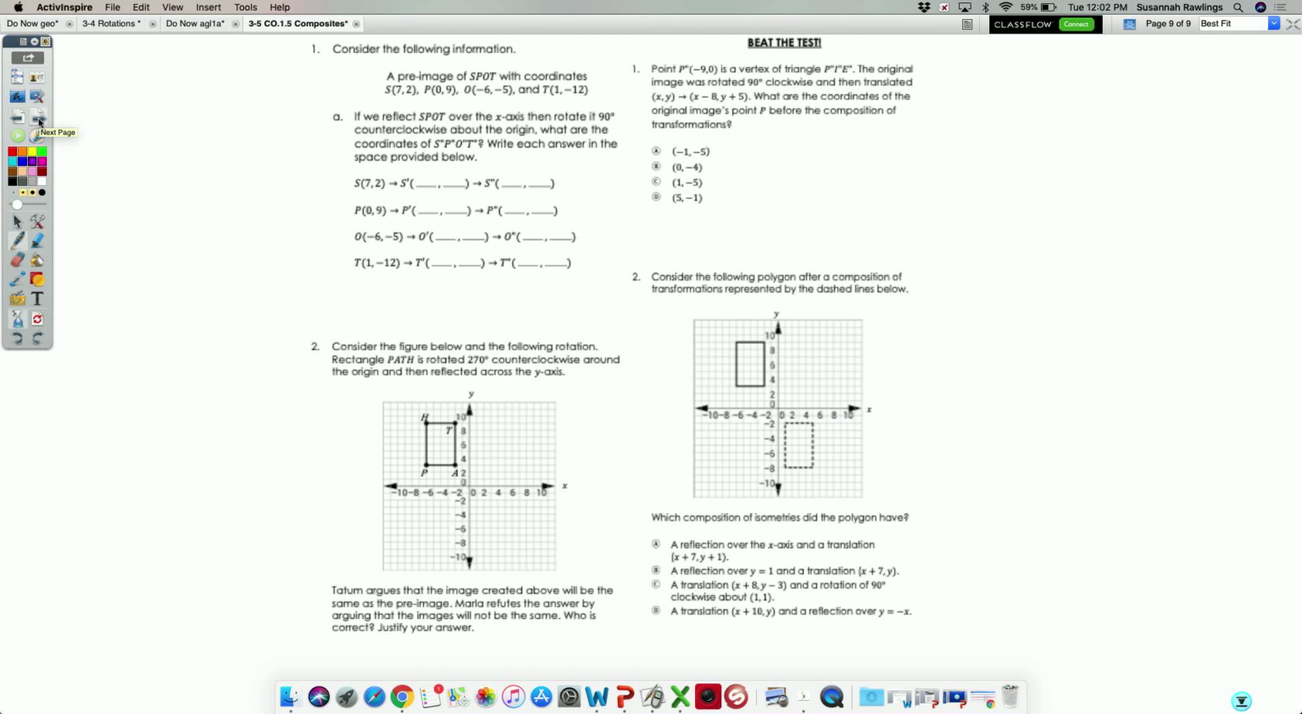Okay, the last page, I'm going to zoom in a lot here. These are EOC type questions and really good test type questions that you may or may not see again.